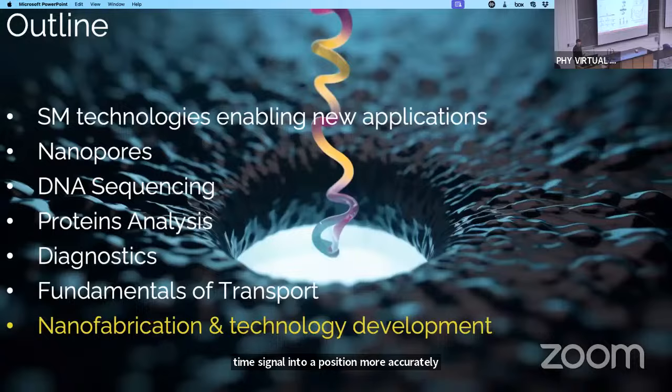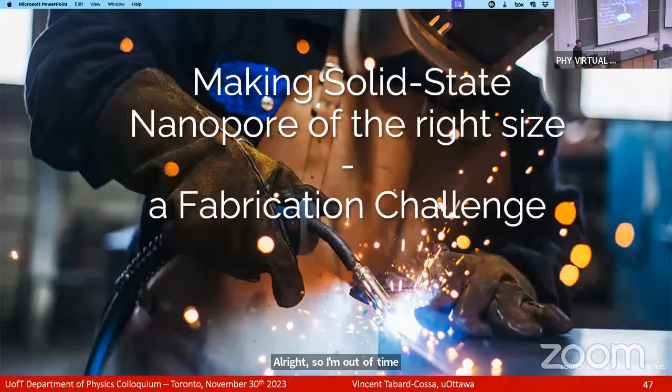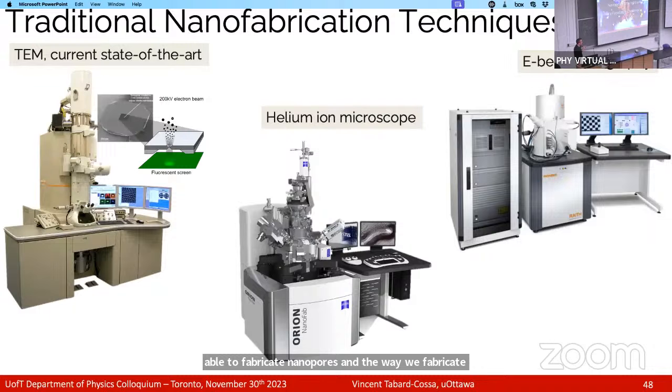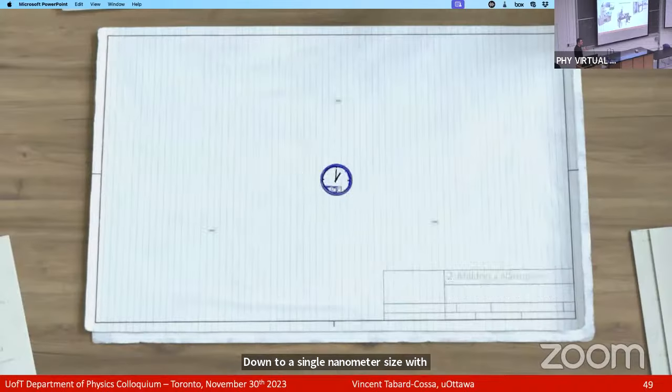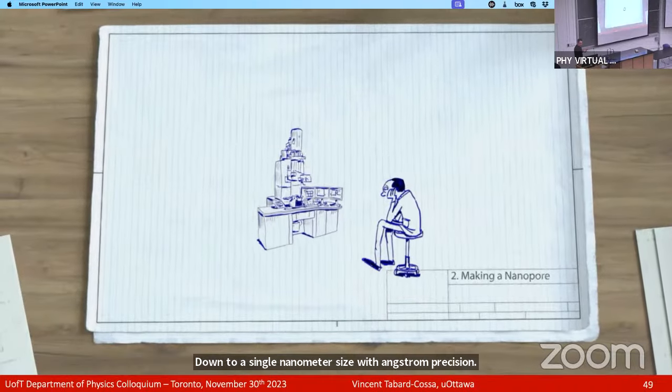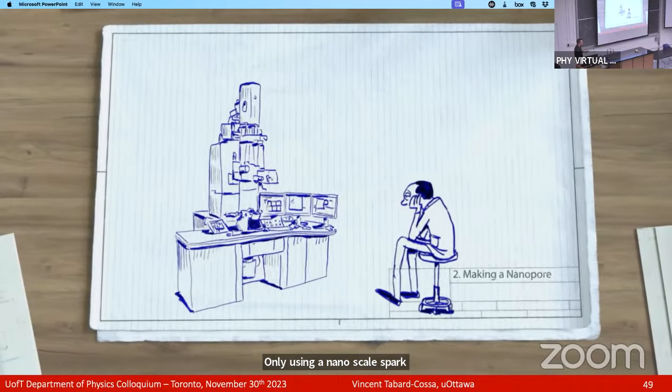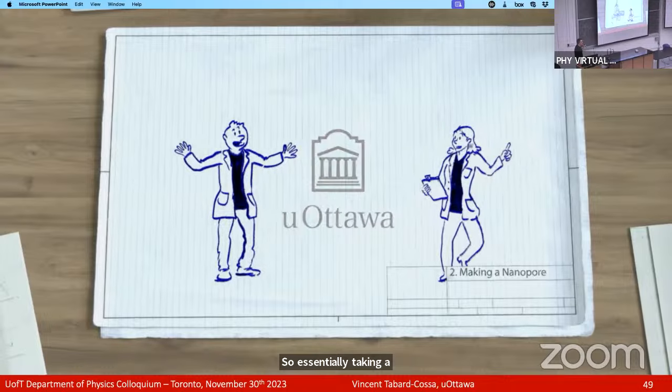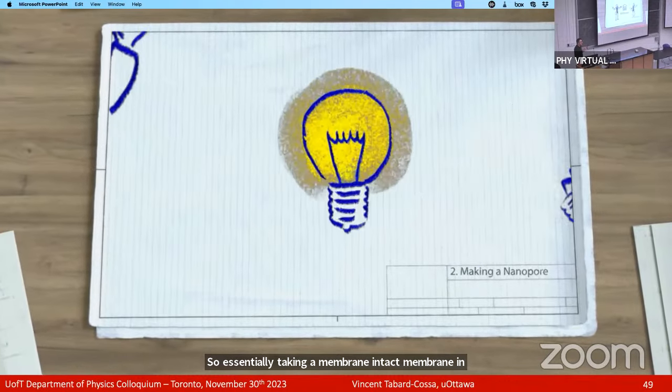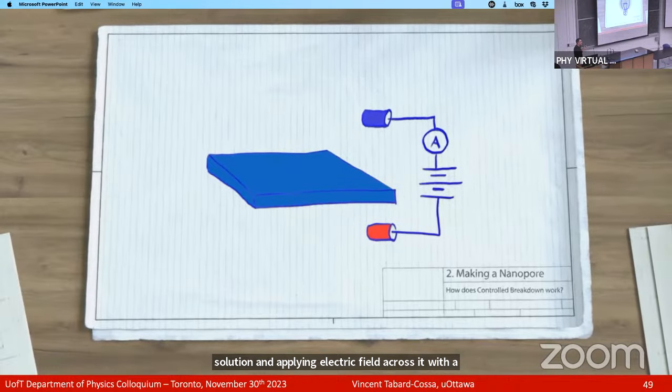All right, so I'm out of time. I'll say one last thing: we are able to do all these measurements because we are able to fabricate nanopores. And the way we fabricate nanopores is by a technique that we've essentially invented in my lab that doesn't rely on complex instrumentation. We can sculpt matter and make nanometer scale holes down to a single nanometer size with angstrom precision, only using a nanoscale spark. So essentially taking an intact membrane in solution, and applying an electric field across it with a strength close to the dielectric breakdown strength of the material.